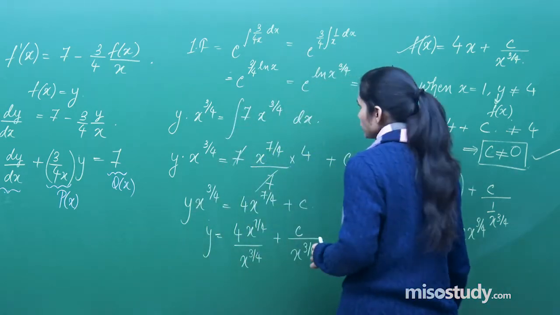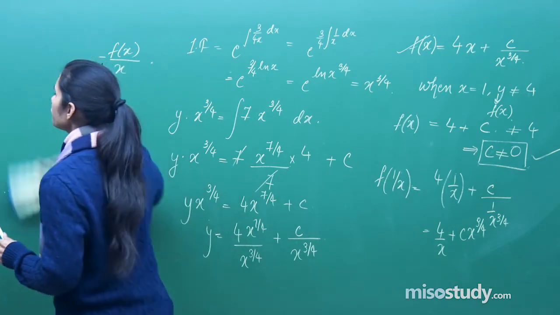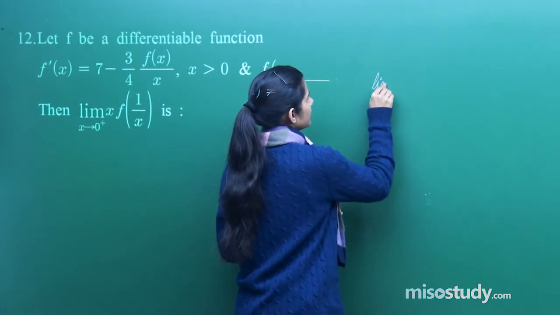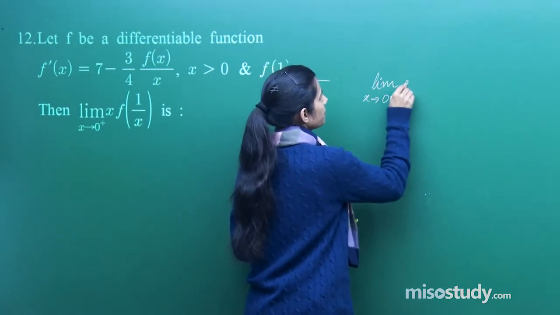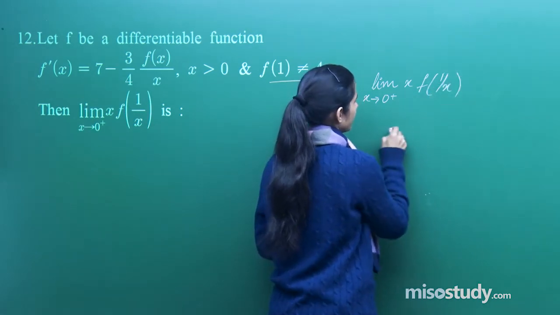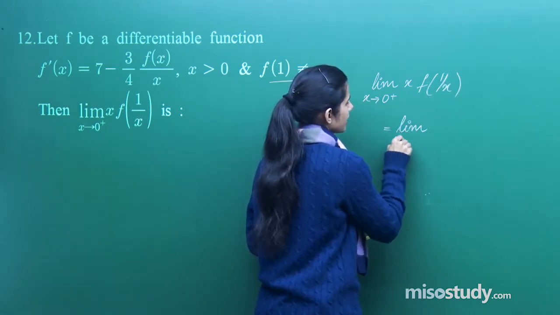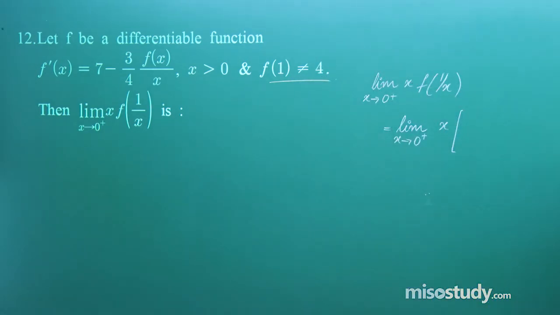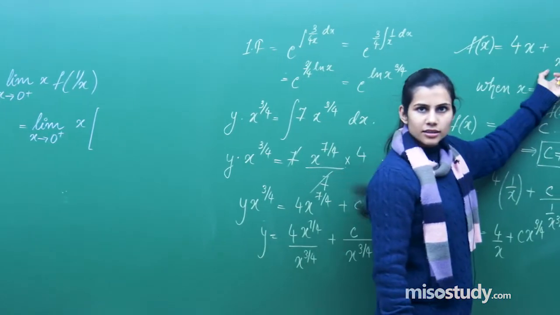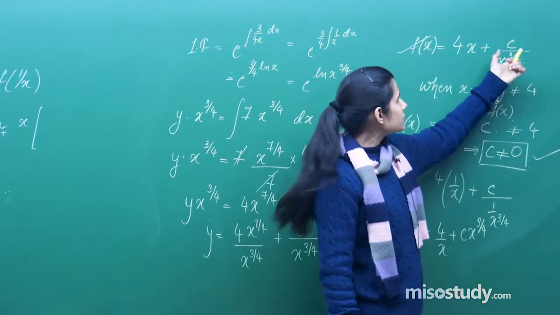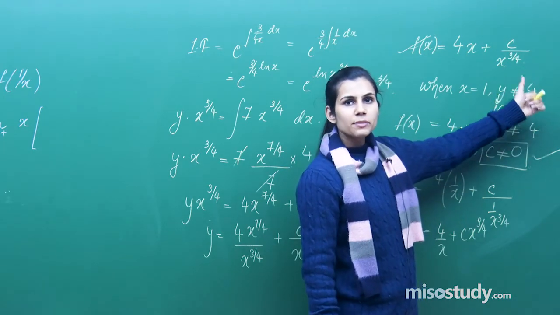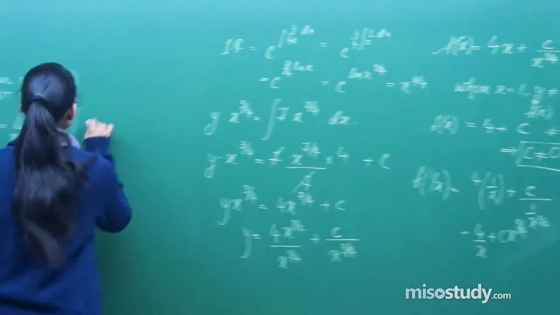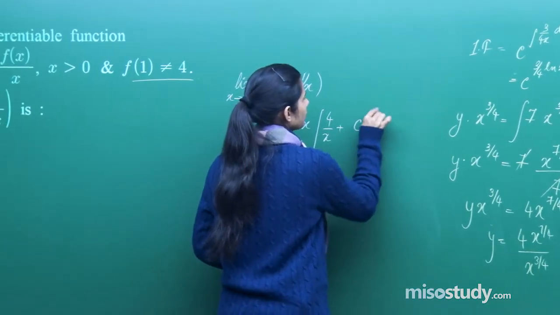Now I need to evaluate the limit of x into f of 1 by x. So limit when x tends to 0 from the positive, x into f of 1 by x, which is limit x tends to 0 from the positive, x into what is f of 1 by x? This is 4 by x, and here you replaced x by 1 by x, so c divided by 1 by x to the power 3 by 4 is c multiplied by x to the power 3 by 4. So this will be 4 by x plus c x to the power 3 by 4.